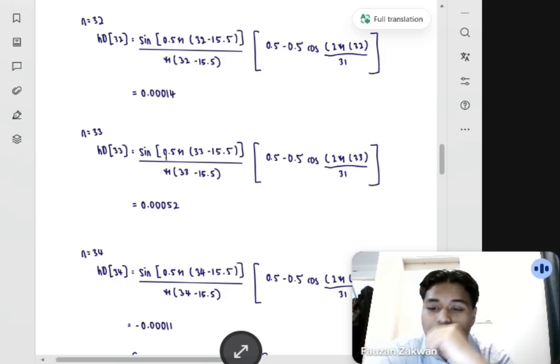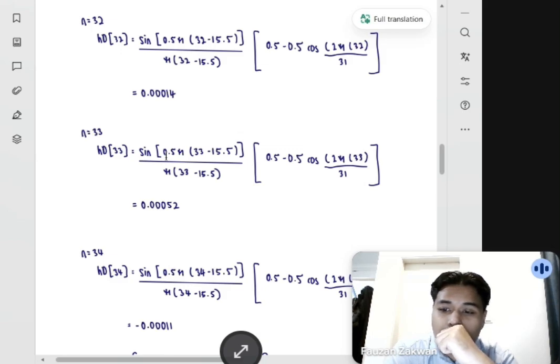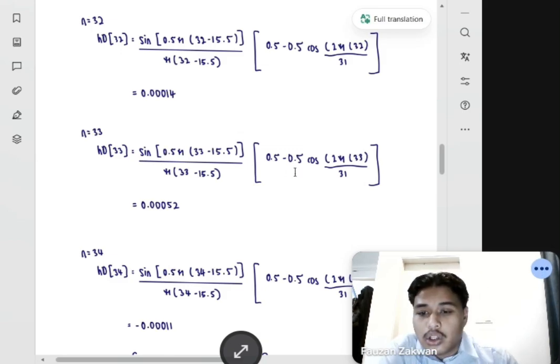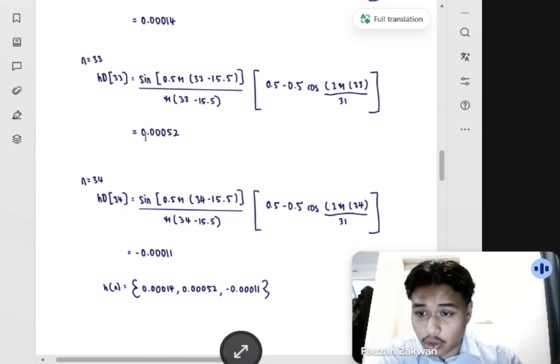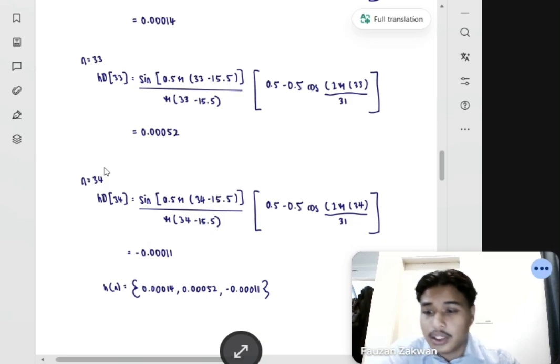So sine 0.5 pi 33 minus 15.5 divided by pi 33 minus 15.5. So 0.5 minus 0.5 cos 2 pi 33 divided by 31. So next, we got the answer is 0.000052.